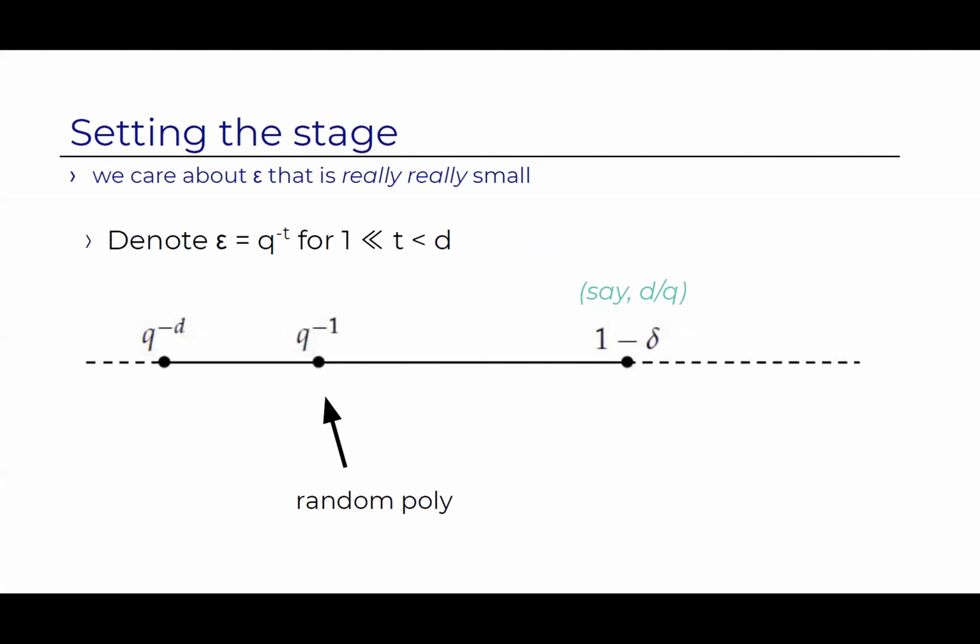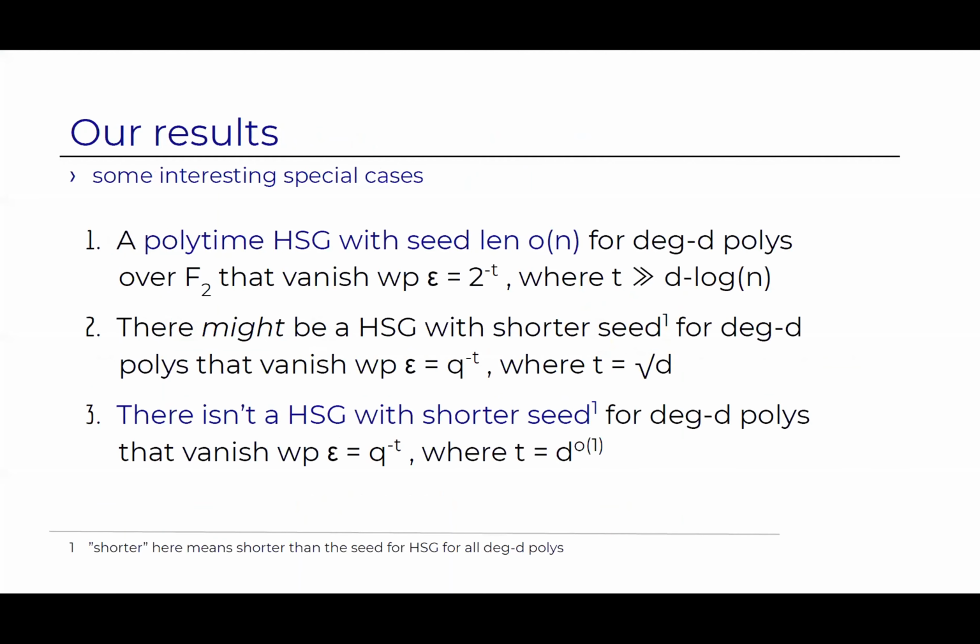Okay. Let me state, on one slide, several interesting special cases of our results. So first, we construct a polynomial time hitting set generator with non-trivial seed length for degree d polynomials that vanish with probability 2 to the minus d plus some small additive factor. The extreme value in which the problem becomes trivial is when epsilon is 2 to the minus d. And when we are very close to this extreme value, we get something non-trivial.